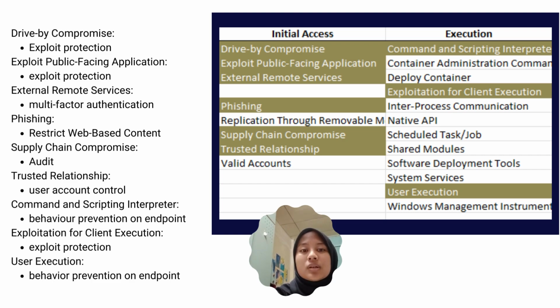Also, monitor for loading of module associated with the specific language. And then we go to execution. Exploitation for client execution, so we can exploit protection to mitigate the attack. Security application that look for behaviors used during exploitation, such as Windows Defender Exploit Guard (WDEG) and the Enhanced Mitigation Experience Toolkit (EMET), can be used to mitigate some exploitation behavior.